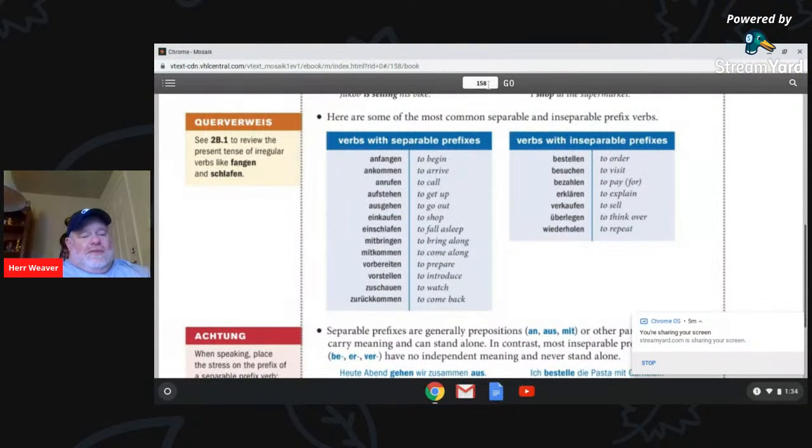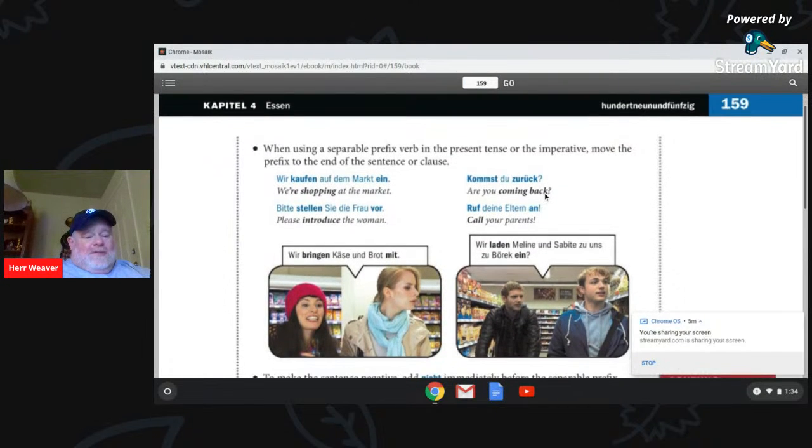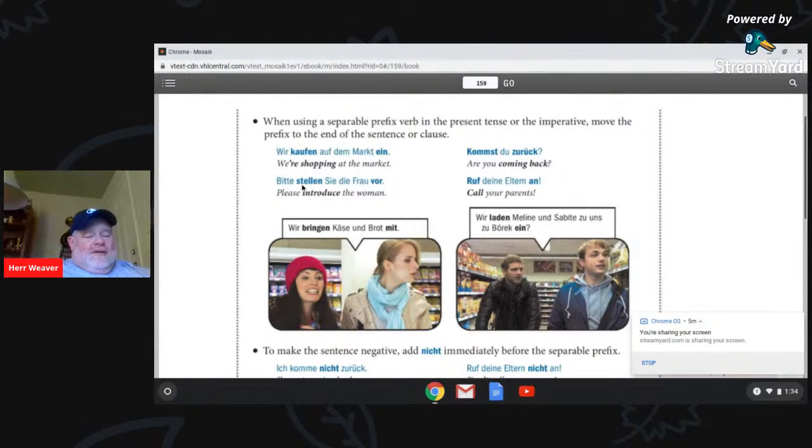Let's see what else it says. Just some more exercises. "Wir kaufen auf dem Markt ein." Here's one in command form: "Stellen Sie die Frau vor." Introduce the woman. Question: zurückkommen, to come back. "Kommst du zurück?" Again, we have the same thing in English. We don't say, are you coming? If we want to say it, we say, are you coming back? The verb to call, like on the phone, is anrufen. Here's a command: "Ruf deine Eltern an."